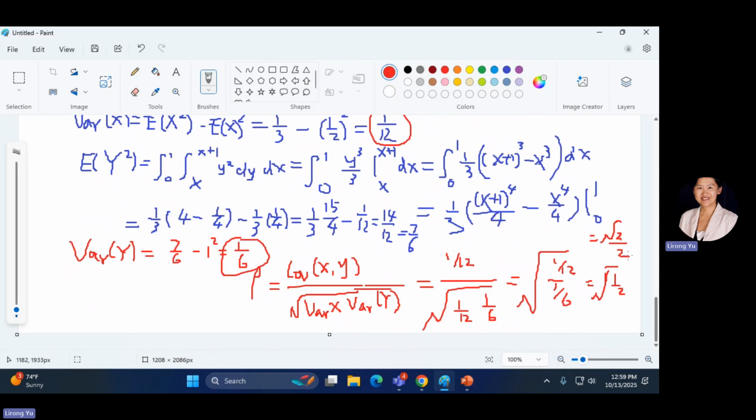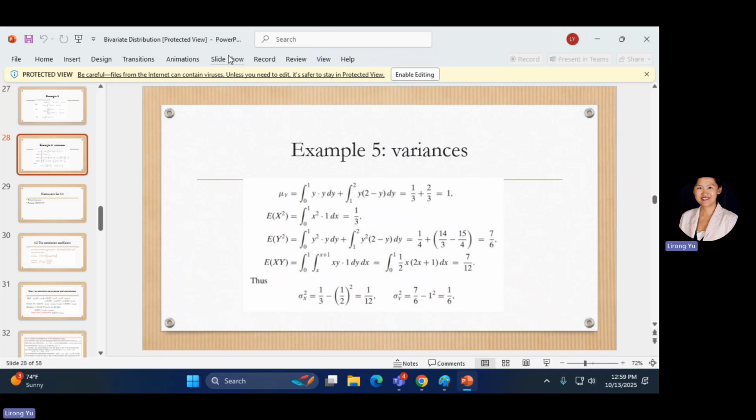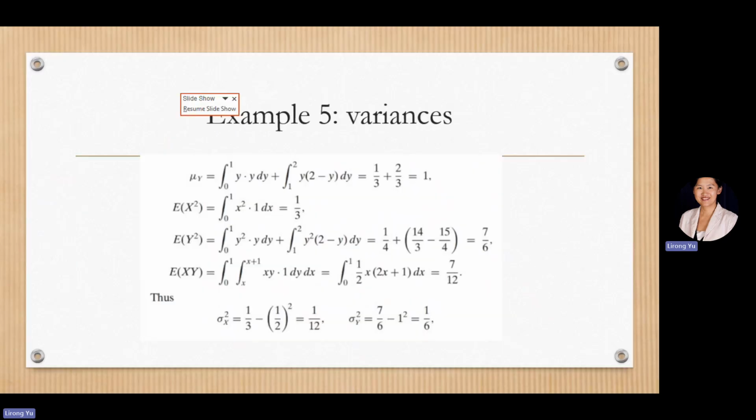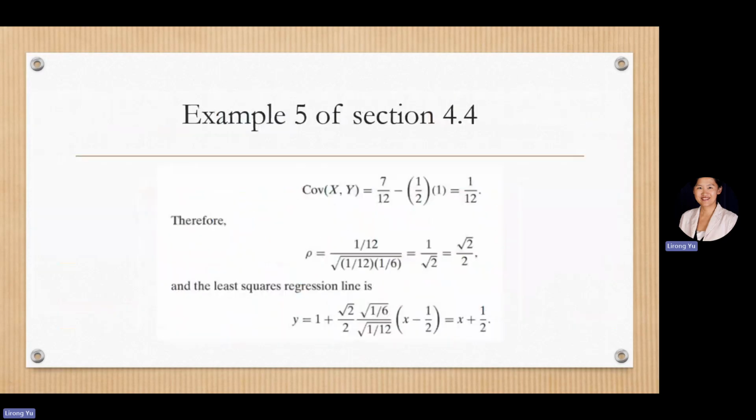Any questions? We already have this. I'm just trying to review the process to see how it is. There we have it. The covariance in the textbook, the covariance between the two variables, is 1/12. So the correlation is 1/12 divided by the root of 1/12 times 1/6, which is root 2/2.